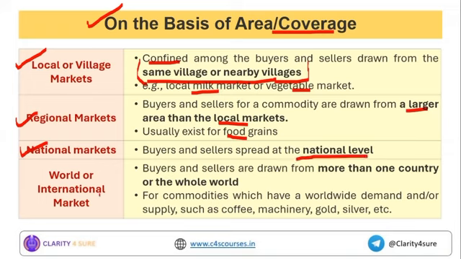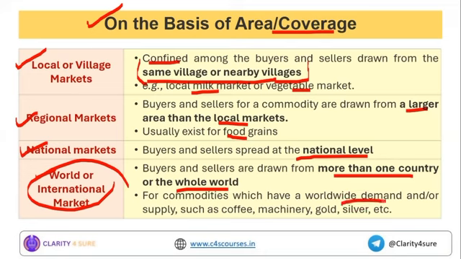And the world and international markets will cover more than one country or the whole world. The commodities working in these international markets are of worldwide demand, and there is more demand and supply for those commodities, like coffee, machinery, gold and silver, etc. Those kinds of commodities will work in world and international markets.